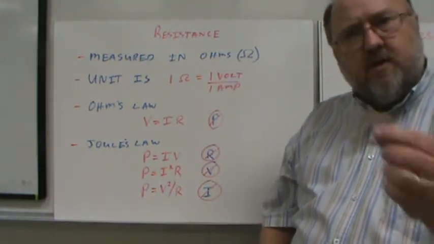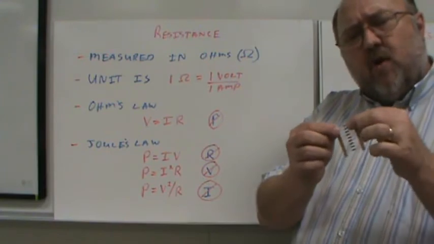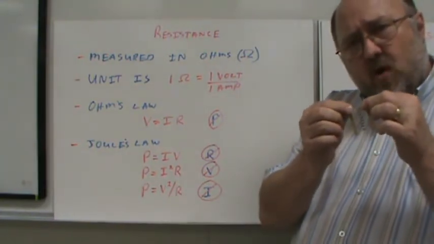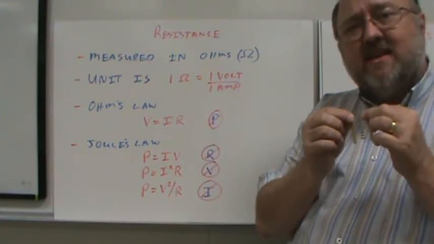If I took one of these resistors, let's say it was a 1 ohm resistor, I could measure its voltage, and if it had 1 volt, that would mean that it was pushing 1 amp worth of electrons down it each second.